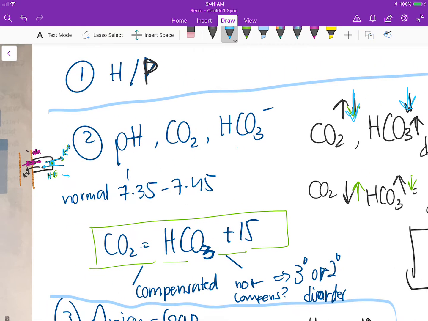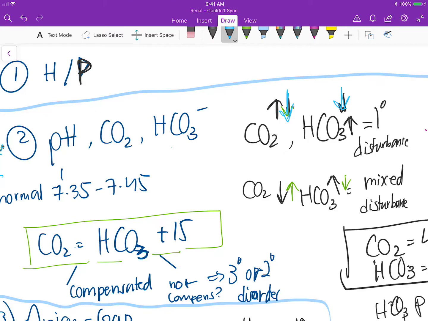The thing to look at is that if your CO2 is going up and the bicarb is going up, or they're both going down, they're both going in the same direction, that tells you that this is a primary disturbance. However, if they are not moving in the same direction, one is going up and the other one is going down, that tells you that this is a mixed disturbance. There's something else present. Okay?